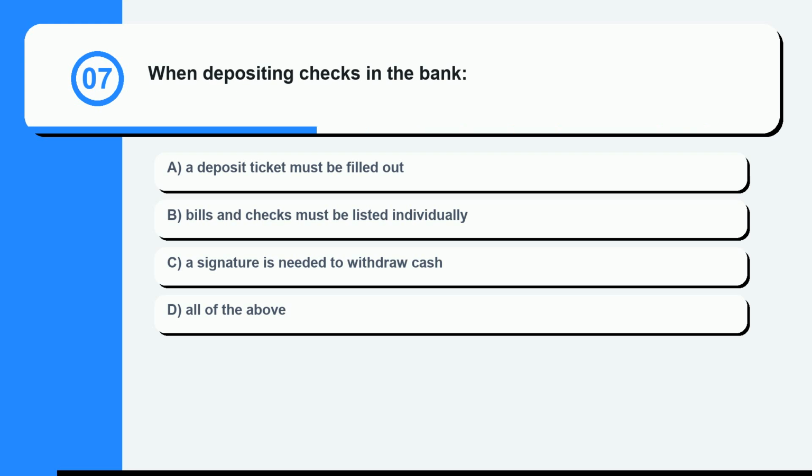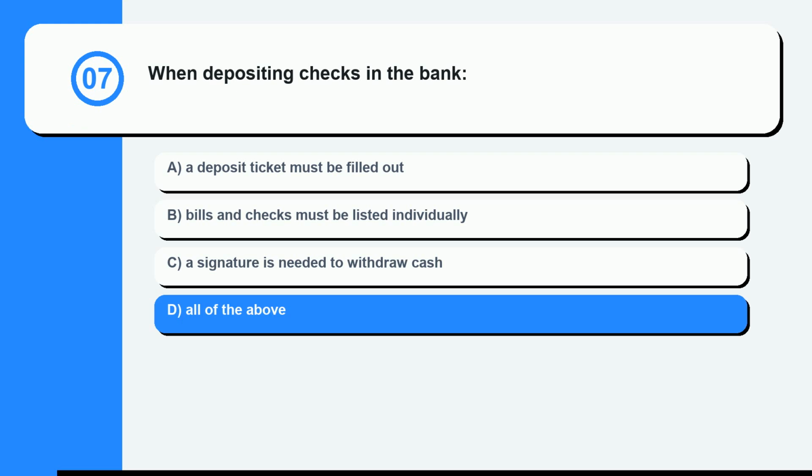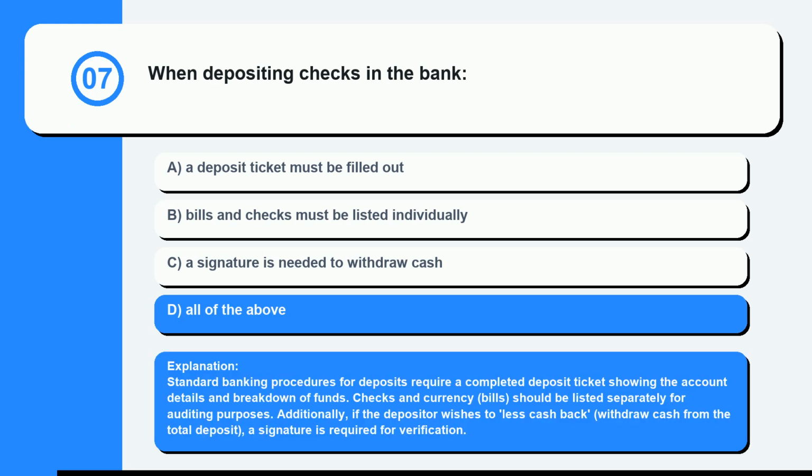Question 7. When depositing checks in the bank, A. A deposit ticket must be filled out. B. Bills and checks must be listed individually. C. A signature is needed to withdraw cash. Or D. All of the above. The correct answer is D.